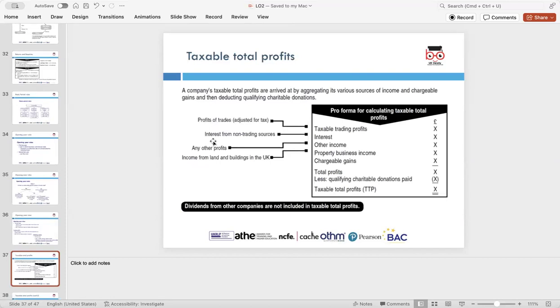Taxable total profit. For the taxable total profit, we first gather all the income and gains from various sources that the company has earned throughout the tax year. This includes profit from its trade, interest from non-trading sources, any other profits, income from its property business, and chargeable gains from the sales of assets. So when we aggregate these sources of income and gains, we calculate the total profit by adding them all together.